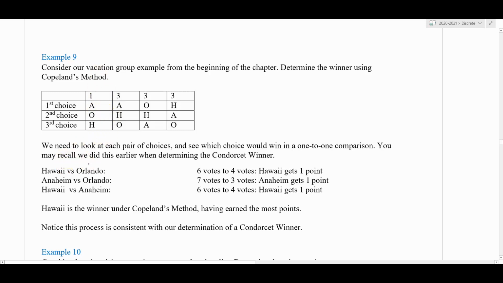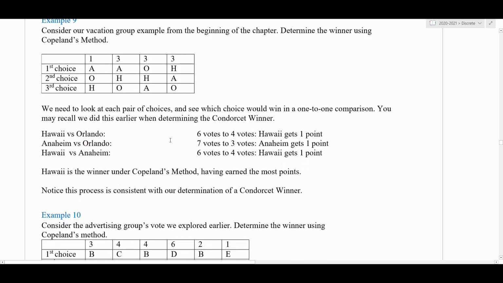So there's Hawaii versus Orlando, Hawaii versus Anaheim, and Anaheim versus Orlando. All right, so those are the only 3 possible two-way matchups there. And then we look at them head to head, right? So when we do Hawaii versus Orlando, we did that when we did the Condorcet method before, and Hawaii had won that 6-4. So we would assign Hawaii 1 point.